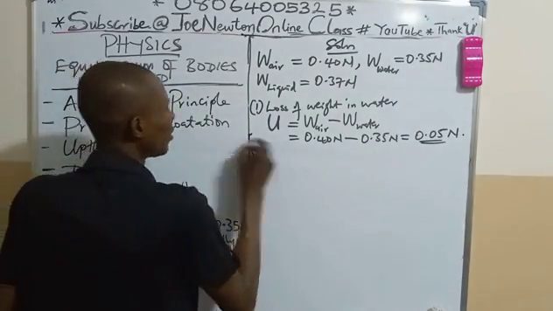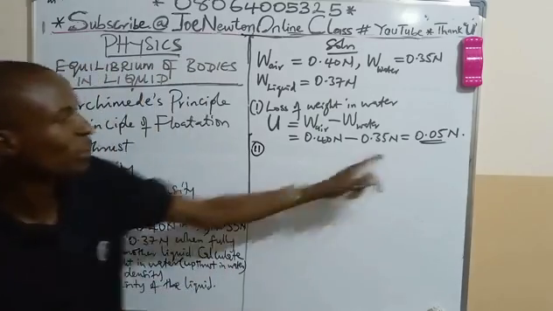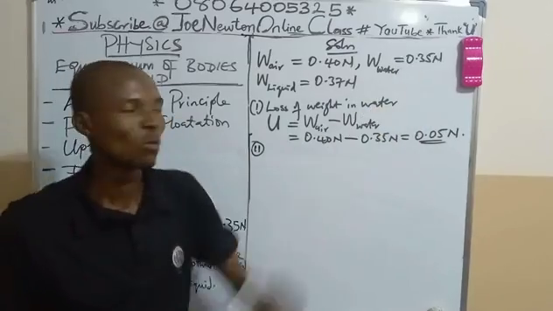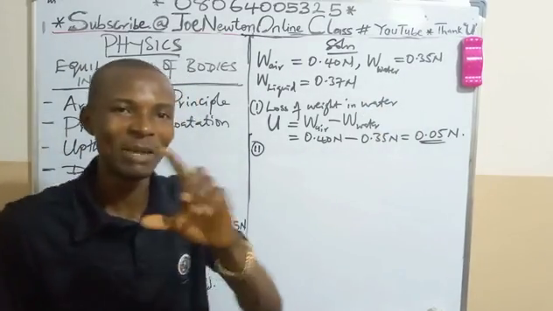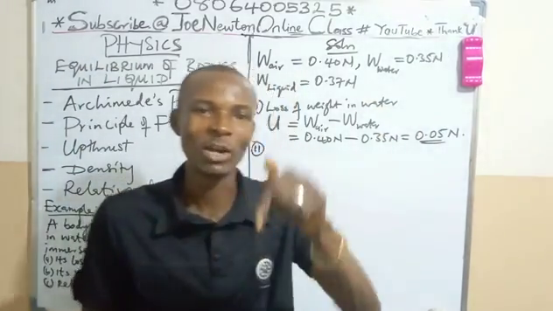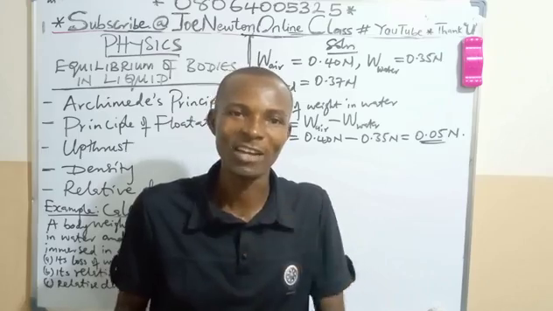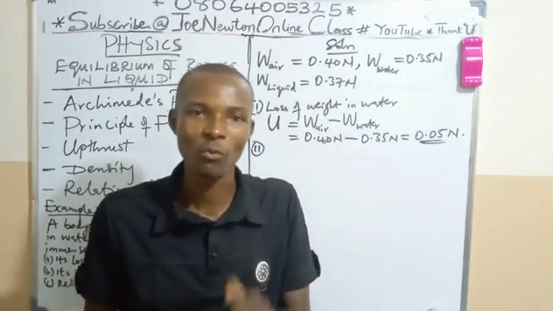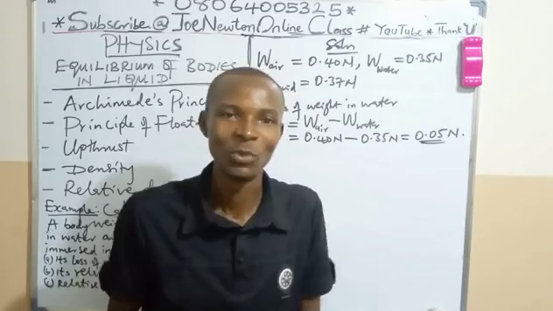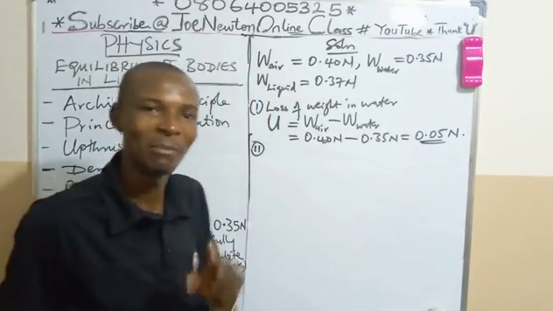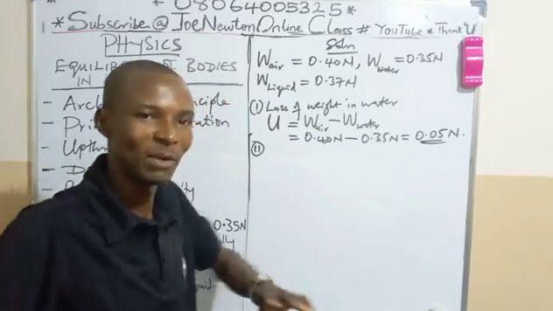So the body lost 0.05 of its weight when immersed in water. That is the upthrust. In line with the Archimedes principle we stated earlier, when a body is immersed or submerged in a fluid, that is a liquid or gas, it experiences an apparent loss of weight or upthrust. That is exerted on it by that liquid and is equal to the weight of fluid displaced.